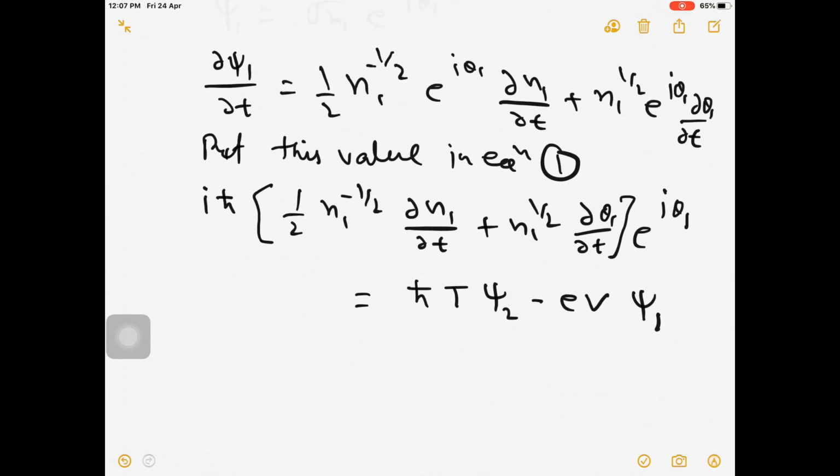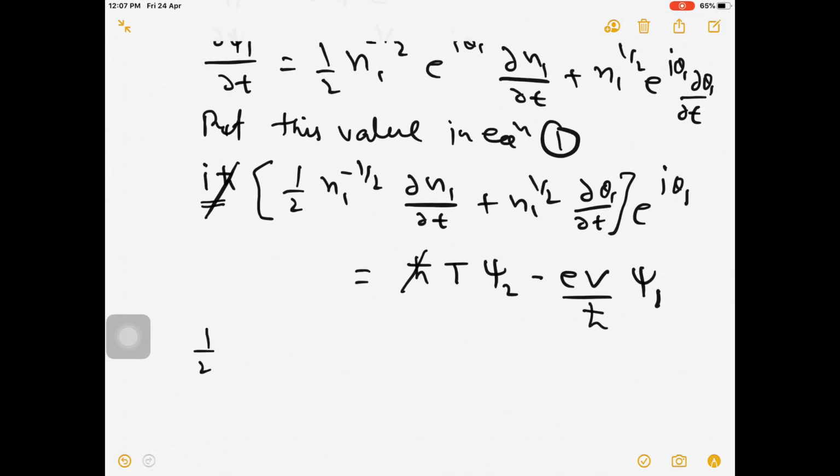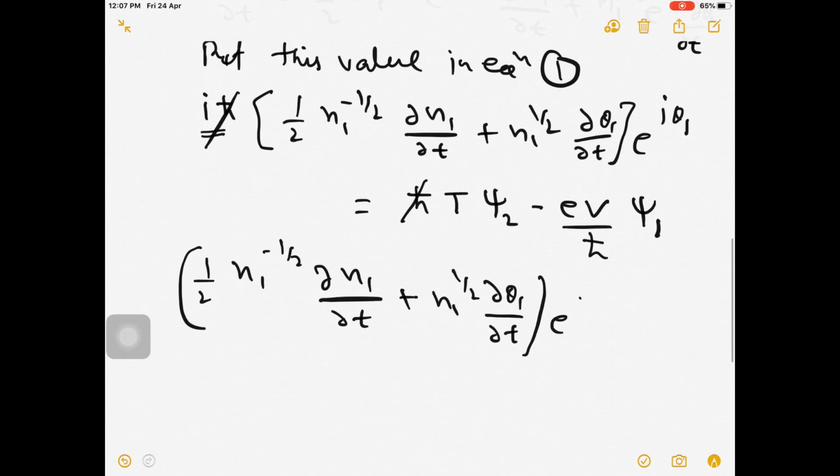I transfer this term to the right hand side, so h cut will be cancelled out, and I divide by h cut, and when iota is transferred it becomes 1 by 2 n1 power minus half del n1 del t plus iota n1 power half del theta 1 del t, times exponential iota theta 1, equals minus iota T psi 2, and this one becomes plus, because this iota will be minus iota, so it becomes plus iota eV divided by h cut and psi 1.